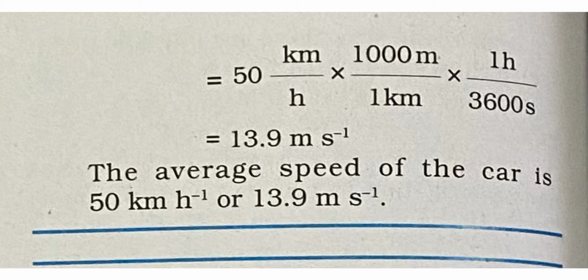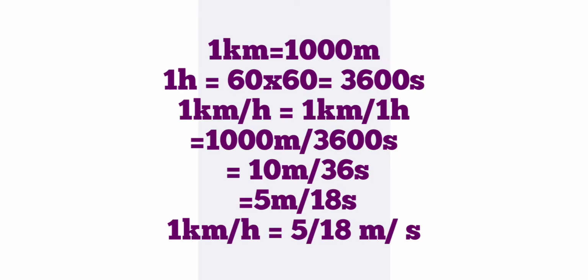You might have found this conversion a bit complicated, so now let us see how simply we can convert kilometer per hour into meter per second. Now students, you know 1 kilometer is equal to 1000 meter and 1 hour is equal to 60 minutes and 1 minute is equal to 60 seconds. So 1 hour is equal to 3600 second. Now kilometer per hour can be written as 1 kilometer upon 1 hour. 1 kilometer can be written as 1000 meter and 1 hour can be written as 3600 second. So we'll get 1000 by 3600 meter per second, that is equal to 5 by 18 meter per second.